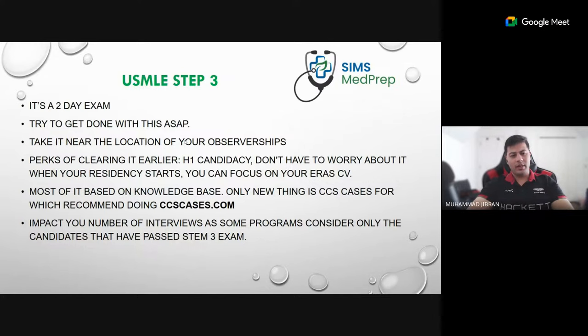You can schedule it from your country as well, before coming to the US. Some people do apply for their visa on the basis of Step 3 and used to get accepted, but these days I don't think they are accepting as many visas on the basis of Step 3. I got my B1, B2 visa on the basis of Step 3 as an emergency appointment that got accepted. I came here and took my Step 3 exam here. So I would say, whenever you're planning to come to the US, try to get done with this exam as soon as possible.